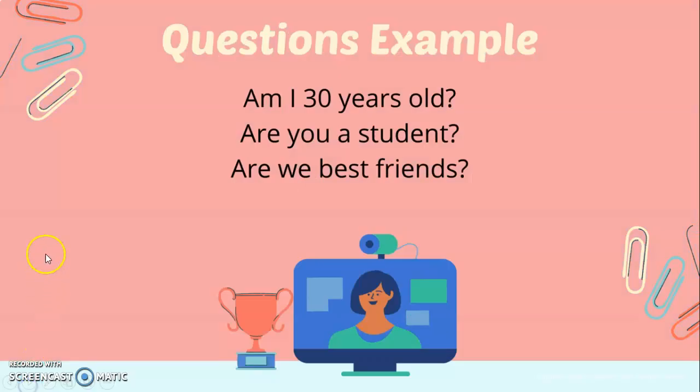Good. And let's see the question examples, okay? The same thing. We switch it over to Am I 30 years old? Are you a student? Are we best friends? Those are the questions, okay? Keep that in mind. Are comes at the beginning. Am comes at the beginning, okay, of the sentence. So that's a question. Very good. It is really easy, right?